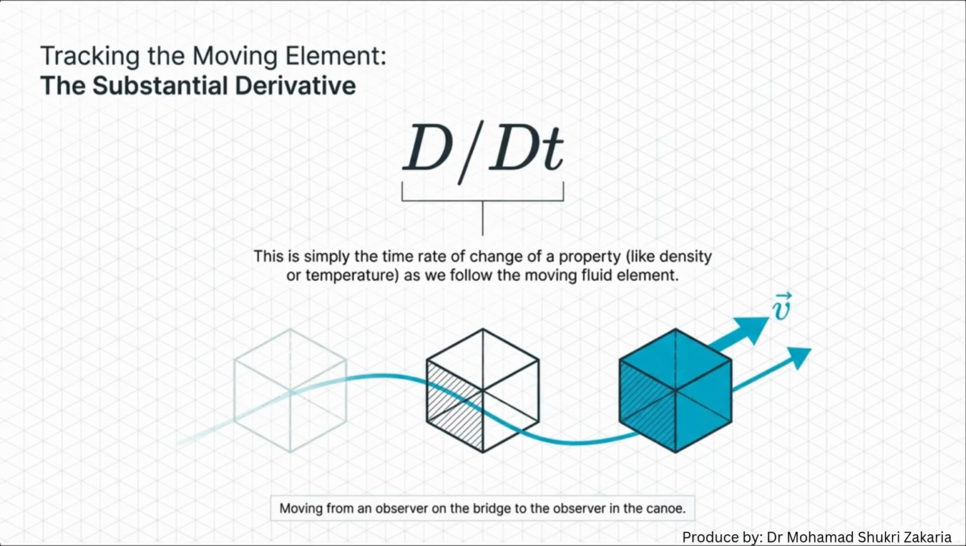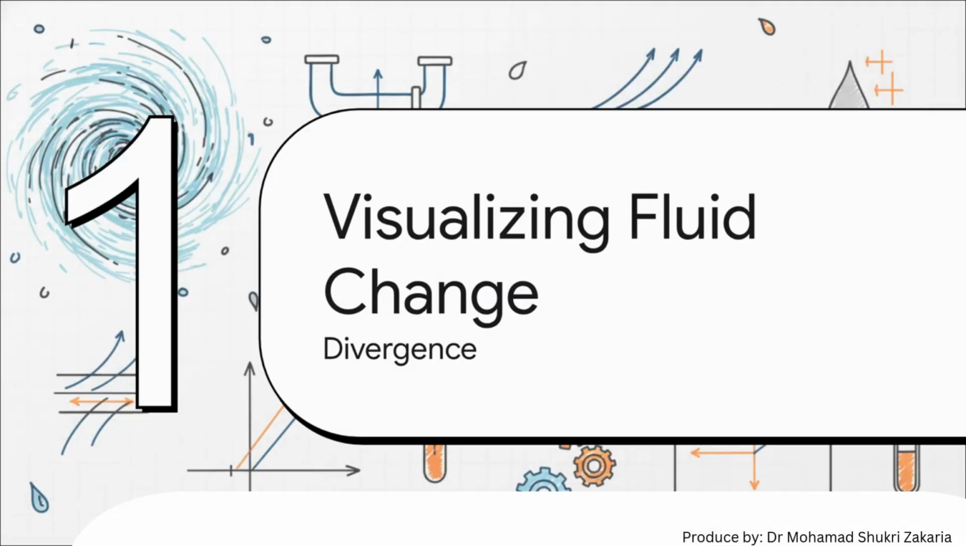And this is how that math connects right back to our analogy. That big D over Dt, that's our mathematical tool that lets us jump from the fixed bridge right into the moving canoe. So as this little cube of fluid travels along its path, its properties might change, right? It could heat up or get compressed. The substantial derivative is exactly what tracks those changes along its entire journey.